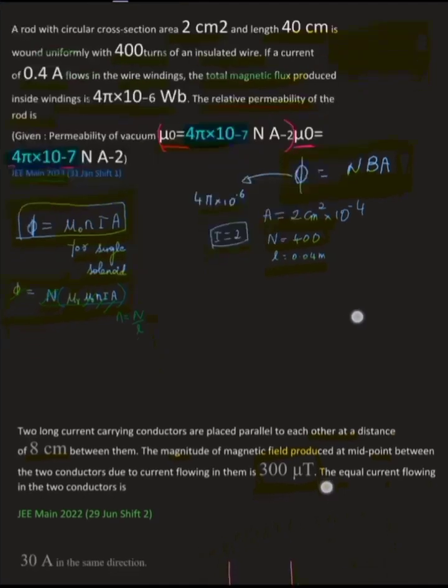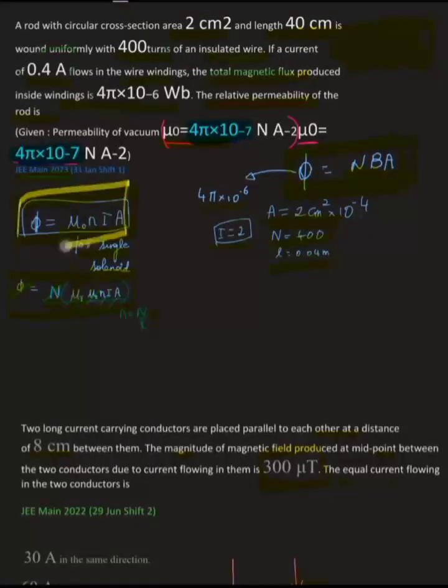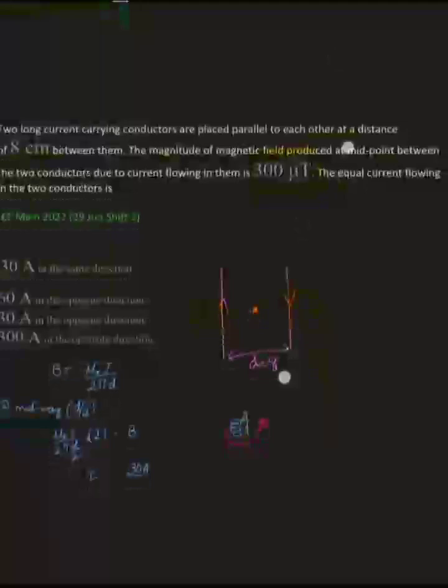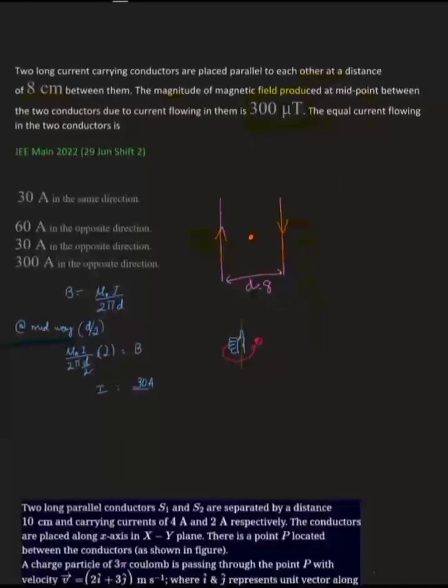So next question, that's it, just a direct formula based question. Next question from moving charges and magnetism. Two long current carrying conductors are placed parallel to each other at a distance of 8 cm between them. These are the two conductors, with the distance between them given. The magnitude of the magnetic field produced at the midpoint between the two conductors due to the current flowing in them is 300 micro Tesla. Equal current is flowing, and they are asking the value of the current.